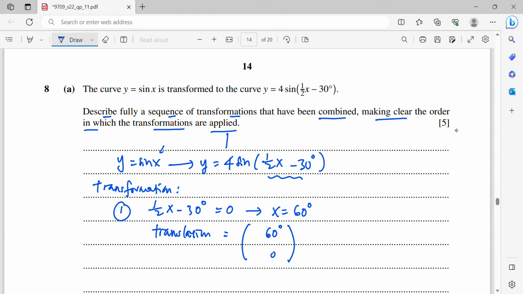And then the next is the 4. Okay, so the second transformation is stretch.